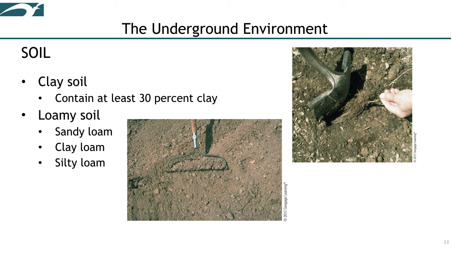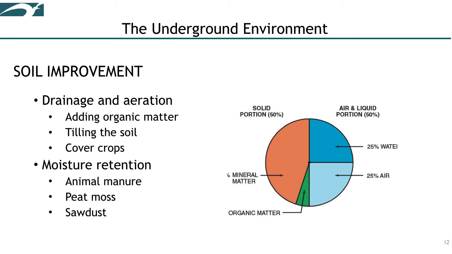How do you augment your soil? Knowing the different kinds of soil you're dealing with helps you to be able to plant properly. Your soil might need improvement, so you have drainage and aeration that's going to be taking place. Adding organic matter, tilling the soil, then using cover crops in such a way that the soil is protected. Moisture retention, using things like animal manure, peat moss, sawdust, and so many other things. Take a soil test to be able to know what you need to make your soil better.